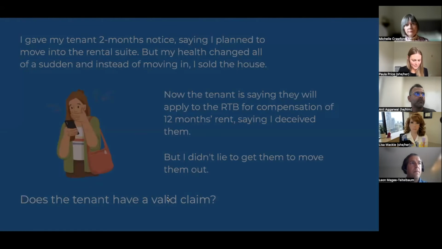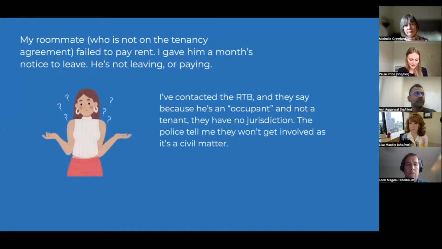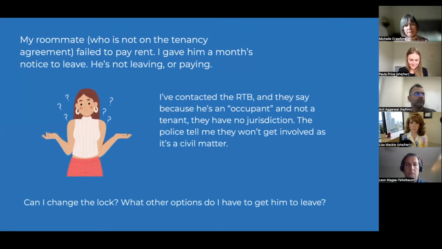And Lisa, the question is, my roommate, who is not on the tenancy agreement, failed to pay rent. I gave him a month's notice to leave. He's not leaving or paying. I've contacted the RTB and they say he's an occupant and not a tenant, and so they have no jurisdiction. The police tell me that they won't get involved because it's a civil matter. Can I change the lock? What other options do I have to get him to leave?